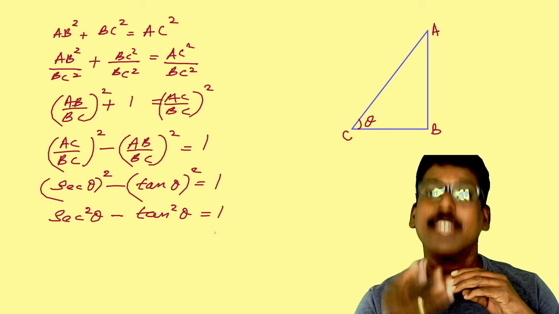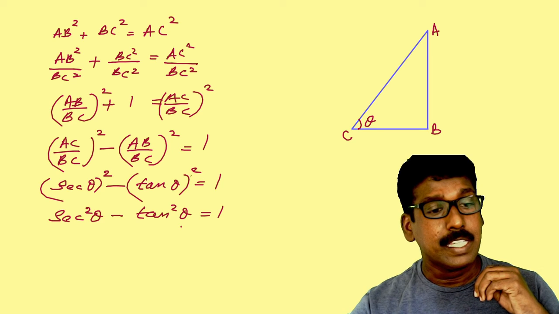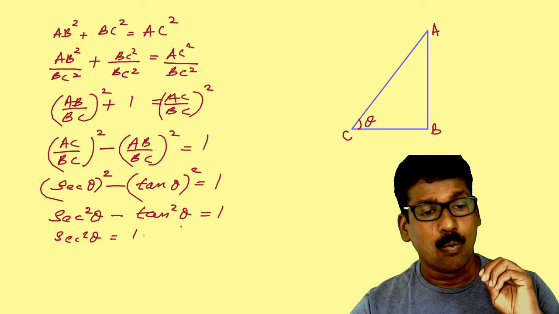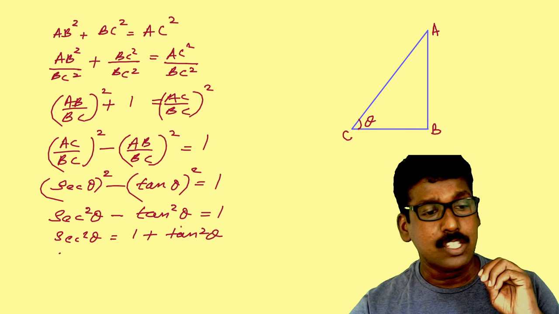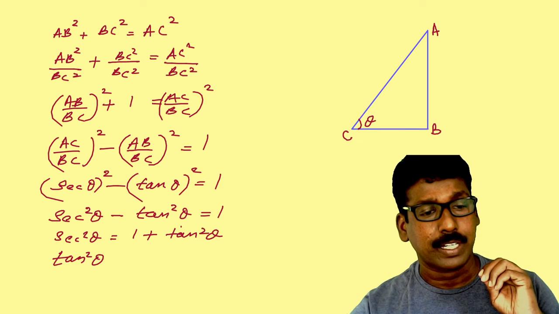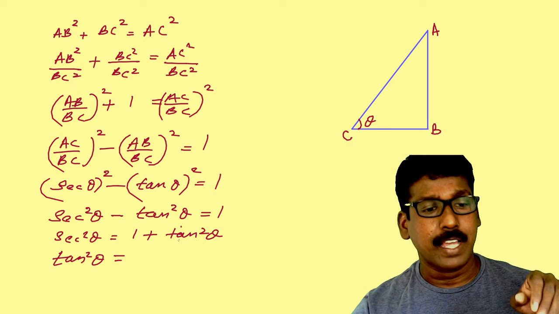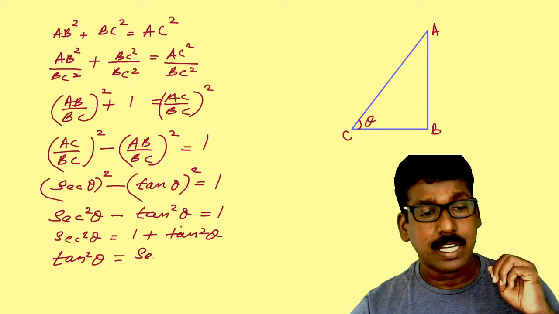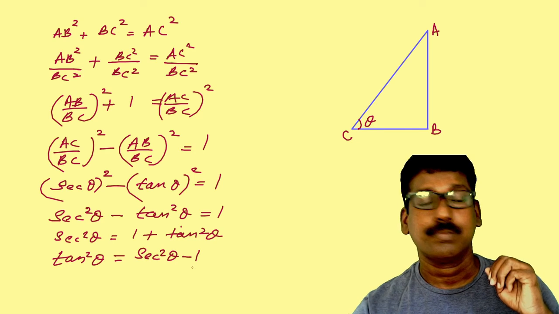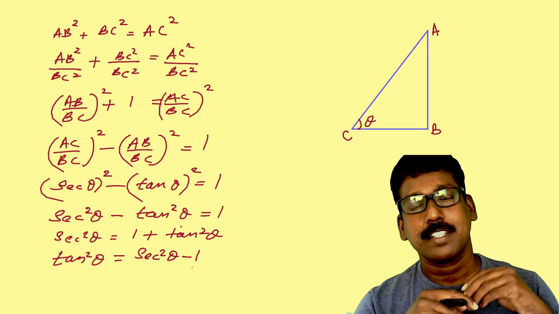This is the third identity. From this you can find sec square theta. Here sec square theta is equal to 1 plus tan square theta, and tan square theta you can write as, you transpose 1 to the LHS and tan square theta to the RHS, you will get sec square theta minus 1. By using these three identities, let us solve some questions.